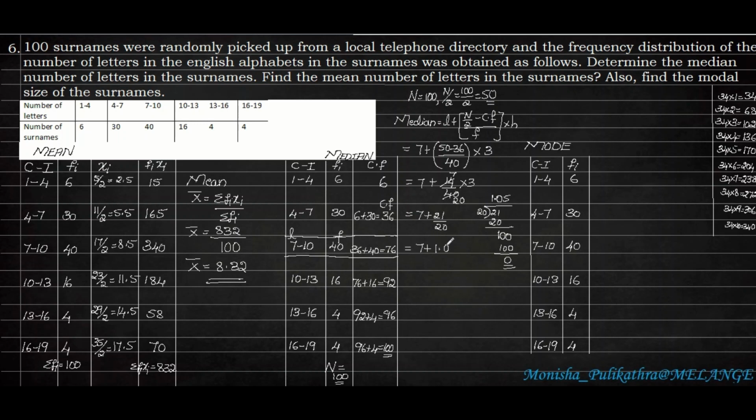7 plus 1.05. Therefore, the value for median is 7.00 plus 1.05. When we add it, we will get 8.05. Okay, so median is 8.05. We already got the mean. Mean is 8.32, whereas median is 8.05. So next we have to find out the mode.